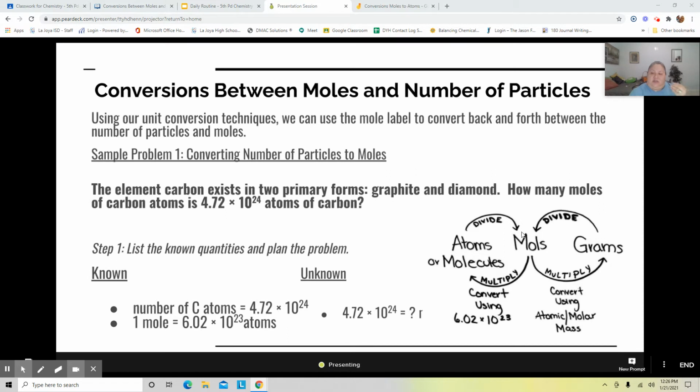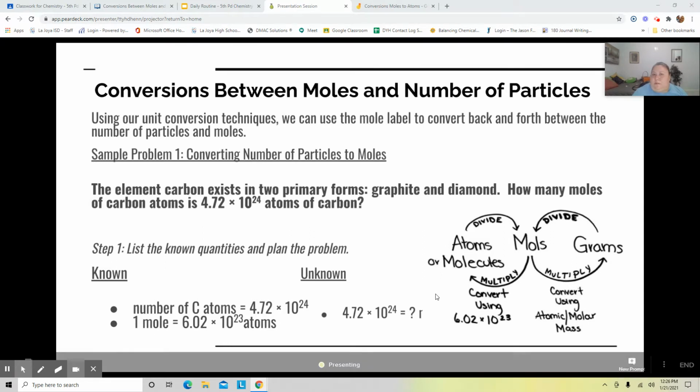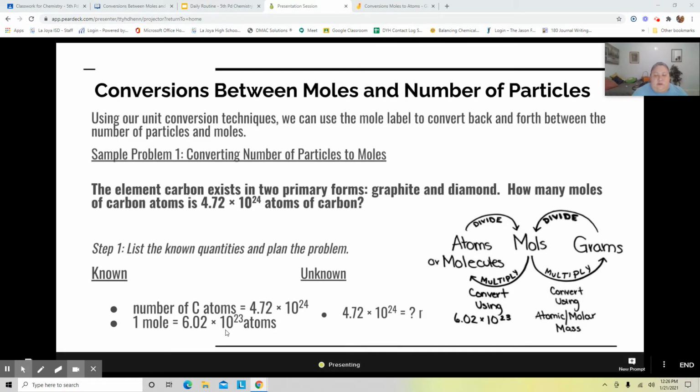When they talk over here in terms of dividing and multiplying, you have a number, 6.02 times 10 to the 23rd. Whose number is that, guys? Kind of rhymes with avocado. Do you remember his name? Avogadro, right? Avogadro's number. Avogadro's number is a conversion factor between moles and atoms or molecules or particles, whatever they're asking you for. So we're going to use Avogadro's number to do this conversion, okay?